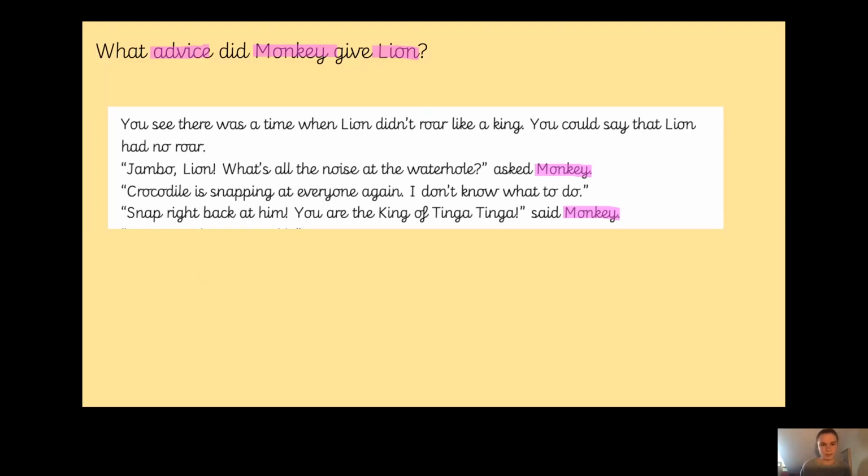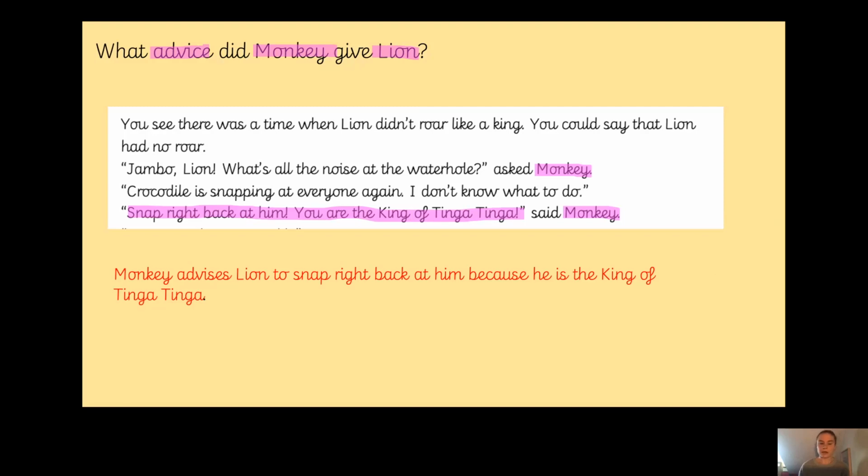"Crocodile is snapping at everyone again. I don't know what to do." So that's not Monkey talking, that's Lion. So it's not that. "Snap right back at him." Okay, so Monkey is telling Lion to snap right back at Crocodile. So therefore, you would write, Monkey advises Lion to snap right back at him because he is the king of Tinga Tinga.